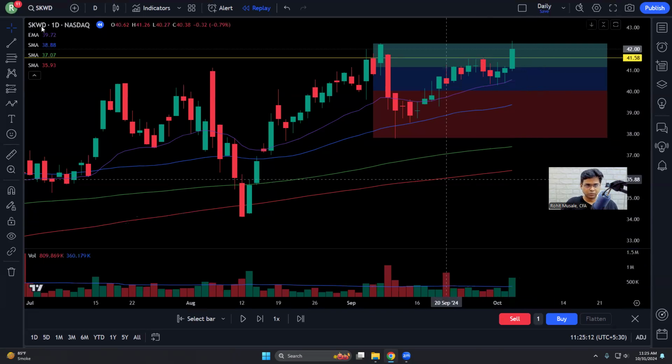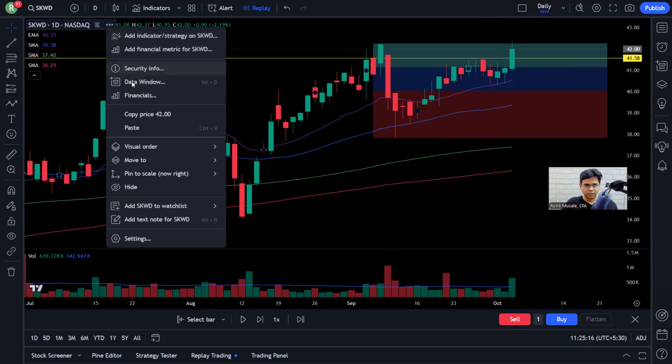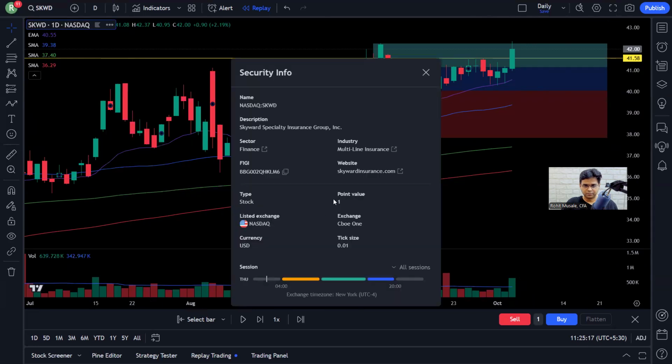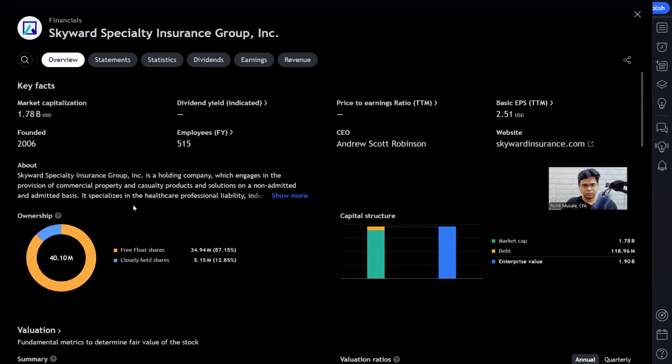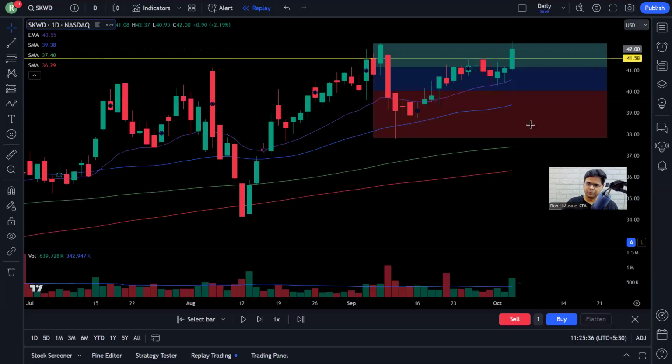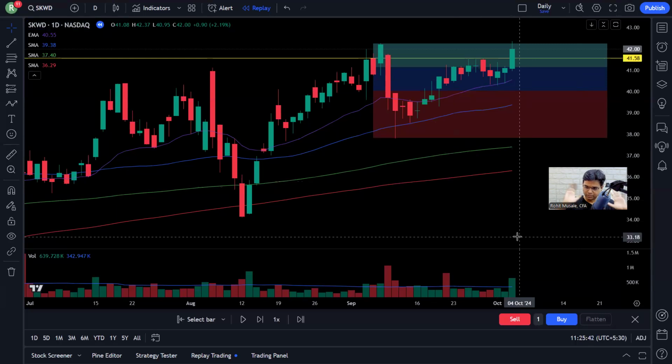If you want to look at the market capitalization, no, it doesn't come here. I think it will come in the financials overview. If you see, market capitalization is $1.78 billion. Not a very big company, but still decent for our analysis purposes. We don't have time to read the annual report and balance sheet of the company. The stock is doing what we expect it to do, and then we go ahead with it.